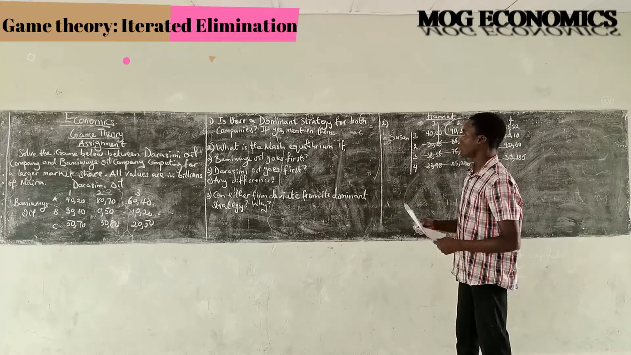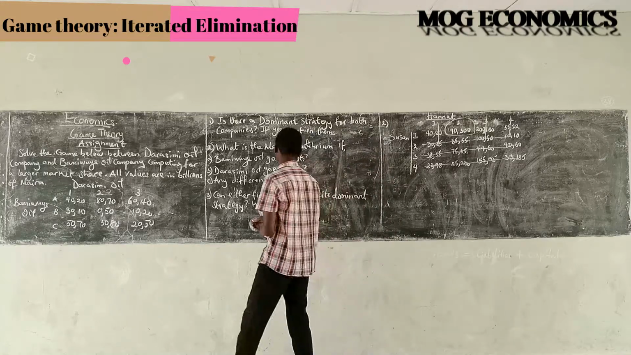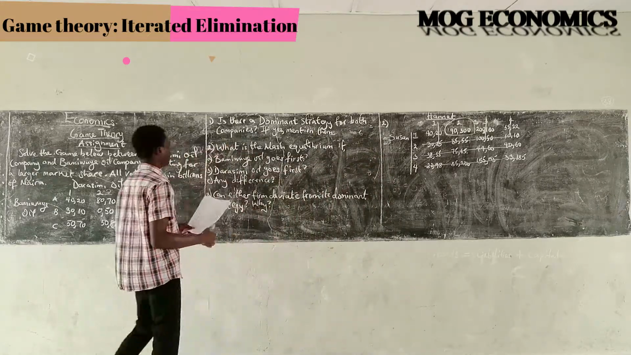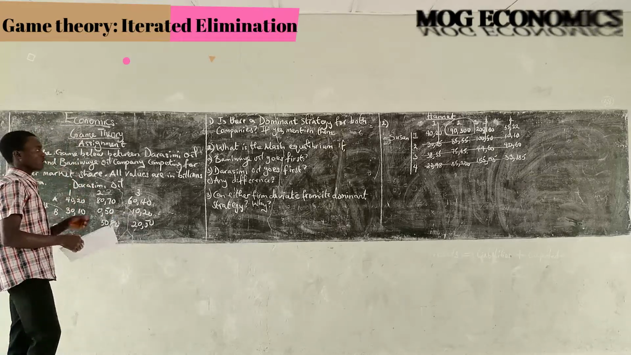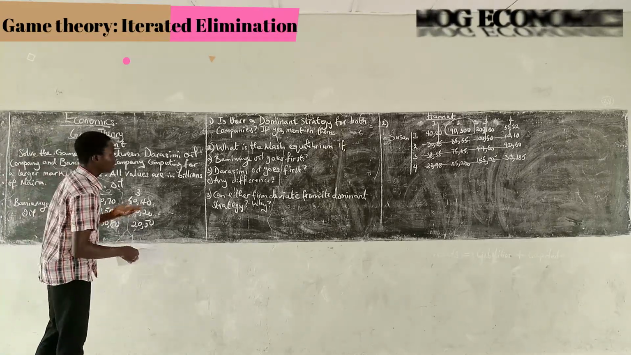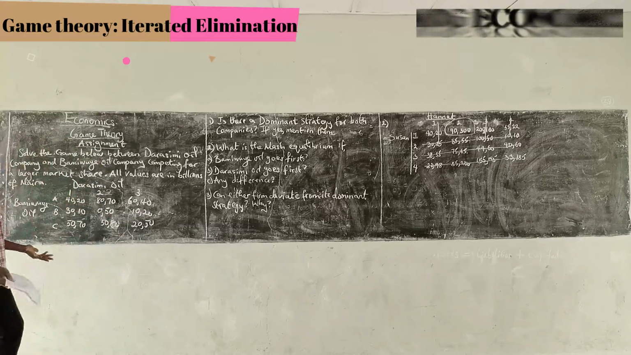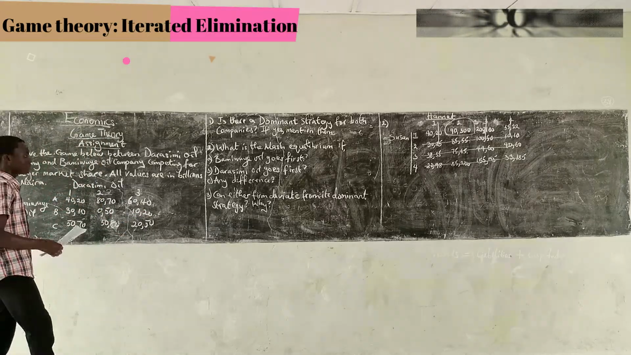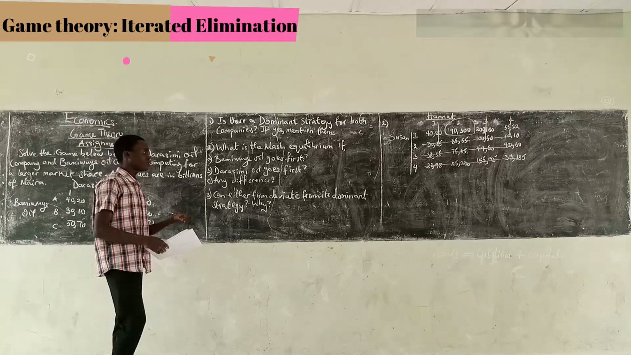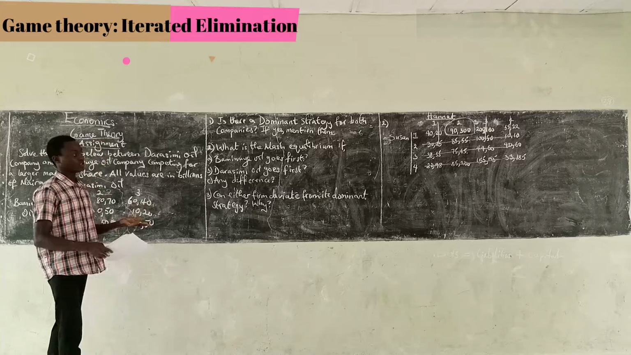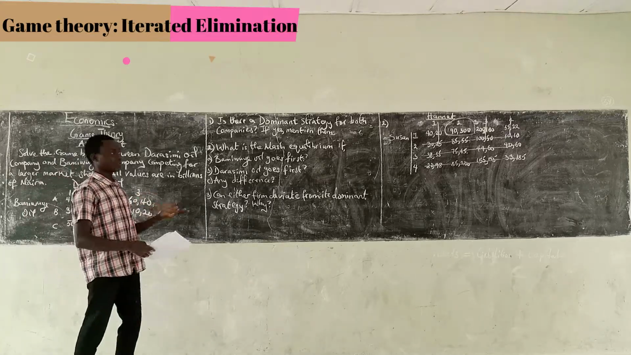Number one, is there a dominant strategy for both companies? If yes, mention them. Number two, what's the Nash equilibrium if A, Bambuye Oil goes first, and B, Darasini Oil goes first, and C, is there any difference in your answers between A and B? Number three, can either firm deviate from its dominant strategy?